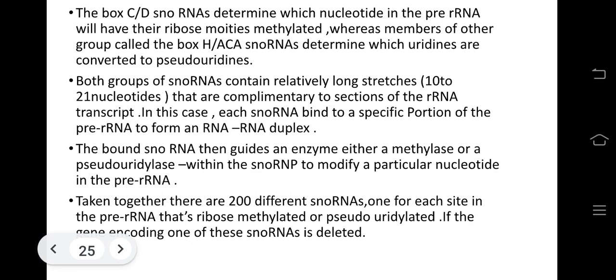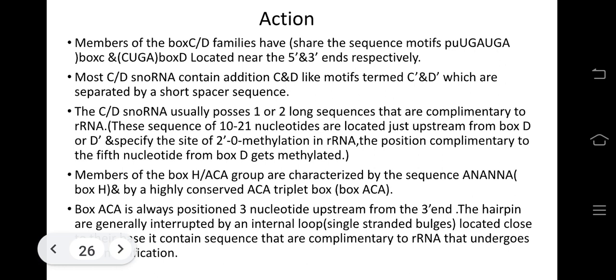The bound snoRNA then guides an enzyme, either a methylase or a pseudouridylase, within the snoRNP to modify a particular nucleotide in the pre-rRNA. Taken together, there are 200 different snoRNAs, one for each site in the pre-rRNA that is ribose methylated or pseudouridylated. If the gene encoding one of these snoRNAs is deleted, then action. Members of the box CD families share the sequence motifs given like this.